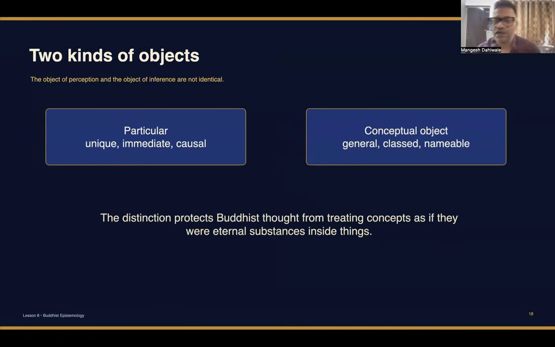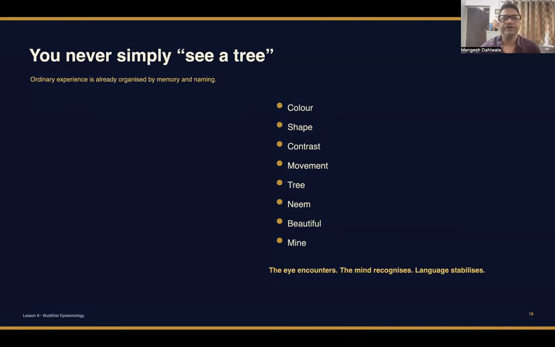Okay, so let's look into it deeply. So you never simply see.